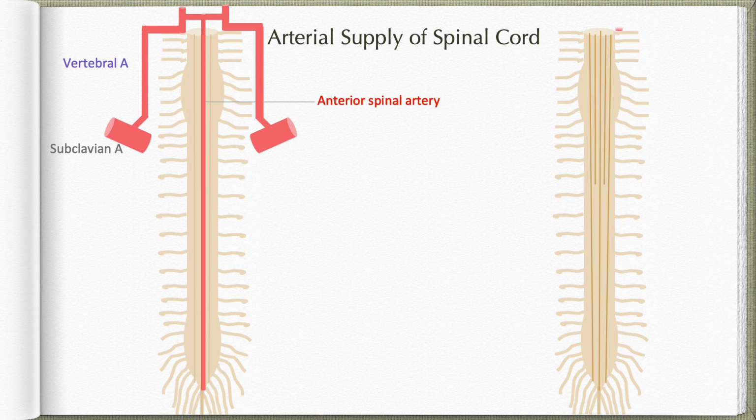From the same fourth part of the vertebral artery, the posterior spinal artery may arise, or the fourth part of the vertebral artery gives a posterior inferior cerebellar artery. The posterior spinal artery may arise from that artery.